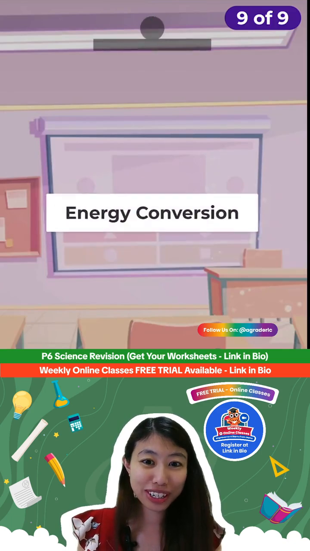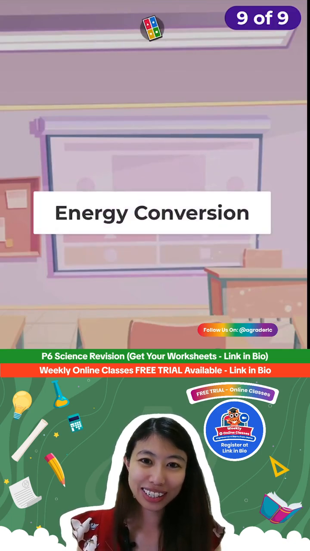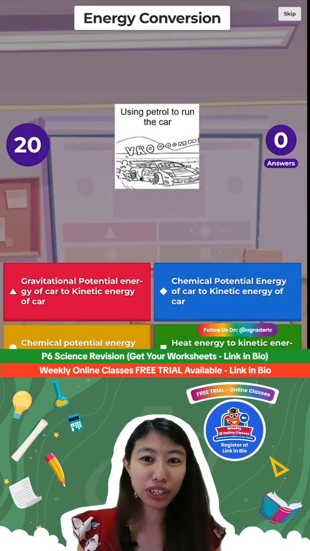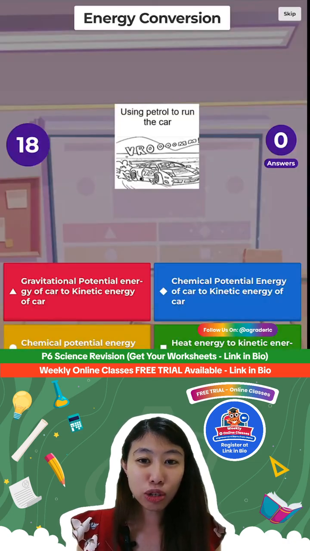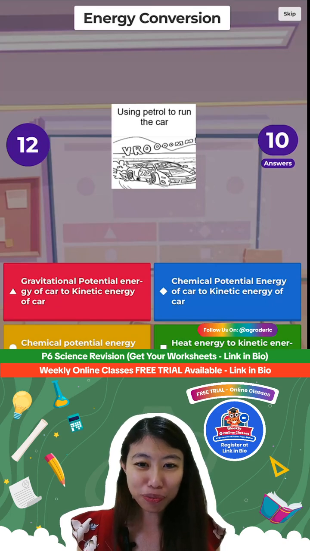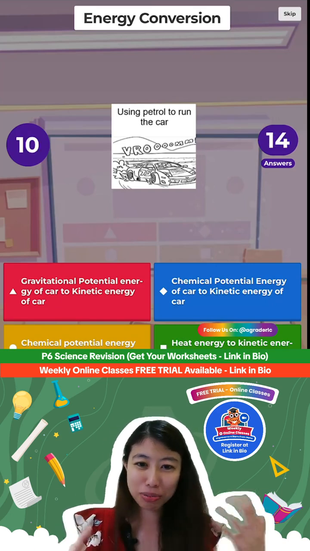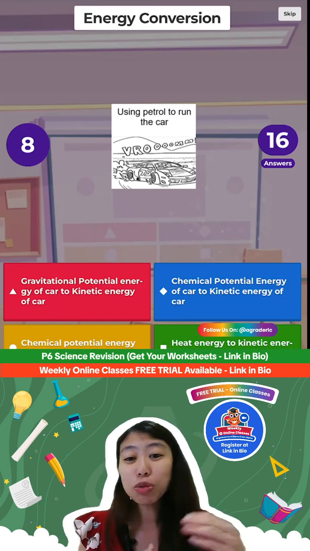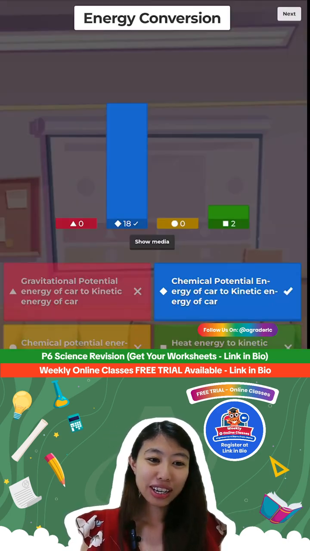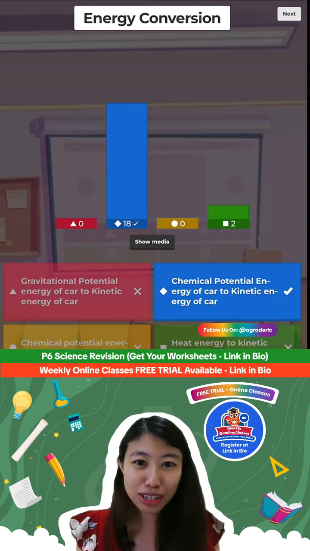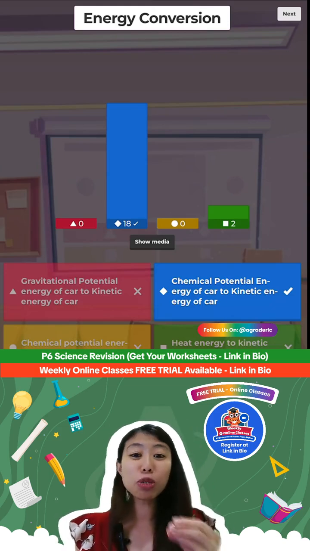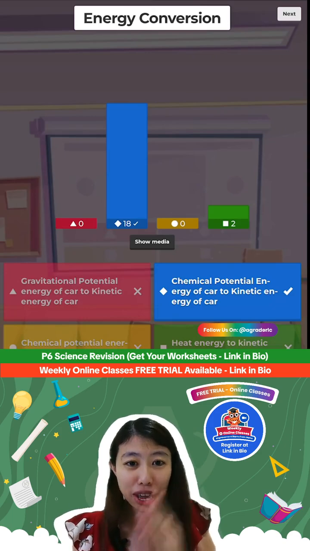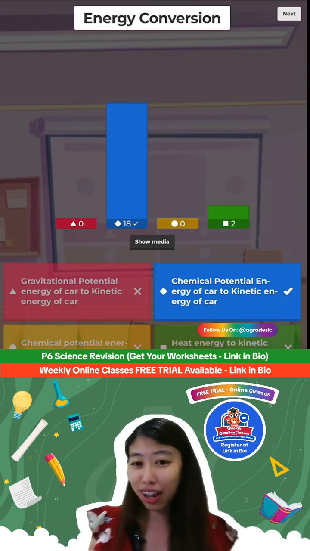Okay, last question. Again, energy conversion, using petrol. These are all your P6 concepts: energy conversion, elastic spring force. When you use petrol, it is chemical potential energy converted to kinetic energy of the car. Very good.